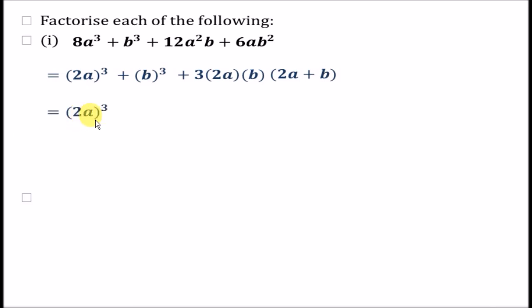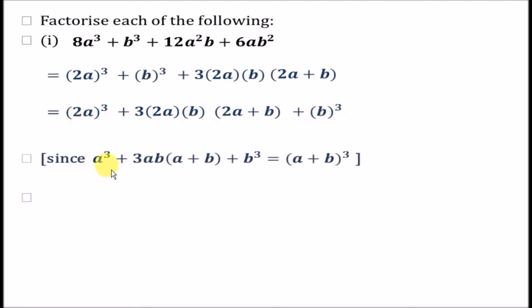So a cube first, that is 2a whole cube. Then 3ab into a plus b. So 3 into 2a into b into 2a plus b. And then finally b cube. So now this is in the form of a cube plus 3ab into a plus b plus b cube, which is equal to a plus b whole cube. So this algebraic expression can be factorized as 2a plus b whole cube. So the question is done.